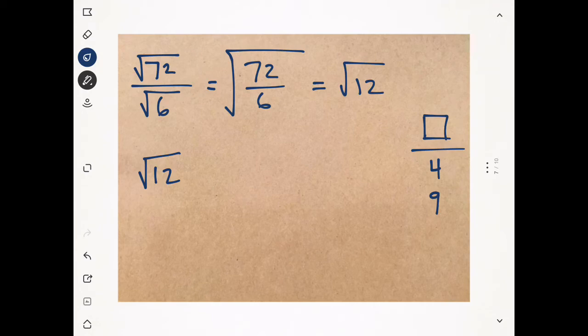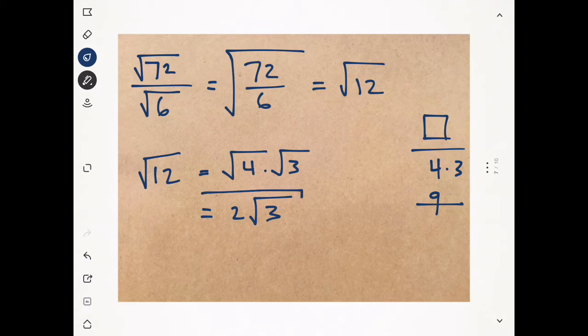And I know that 9 doesn't go into 12 evenly, but I know 4 does, and I know it's 4 times 3. So I can rewrite this as the square root of 4 times the square root of 3. And then I can simplify the square root of 4 to be 2 times the square root of 3. Okay, so something that looks pretty tricky, the square root of 72 divided by the square root of 6 ends up being just 2 times the square root of 3.